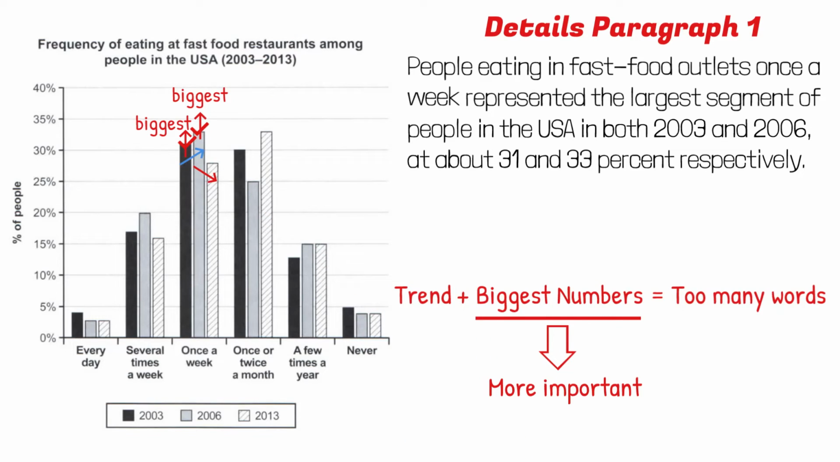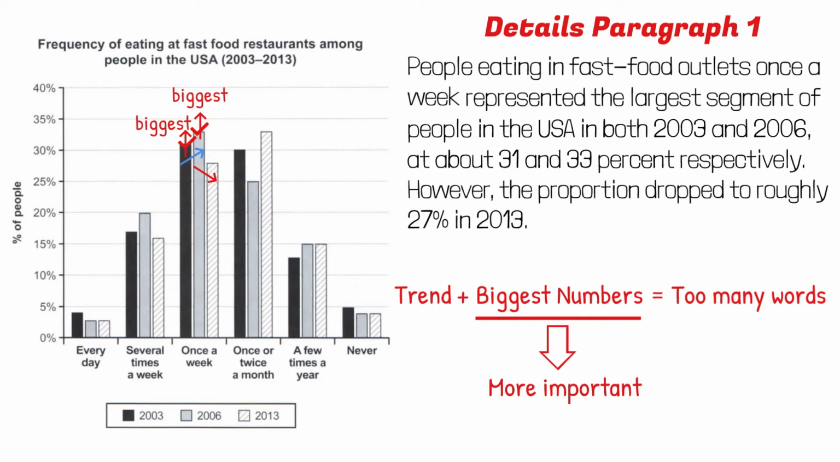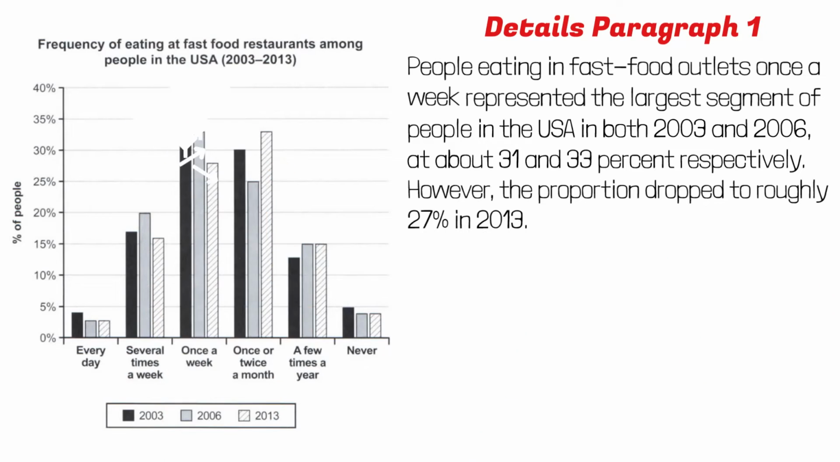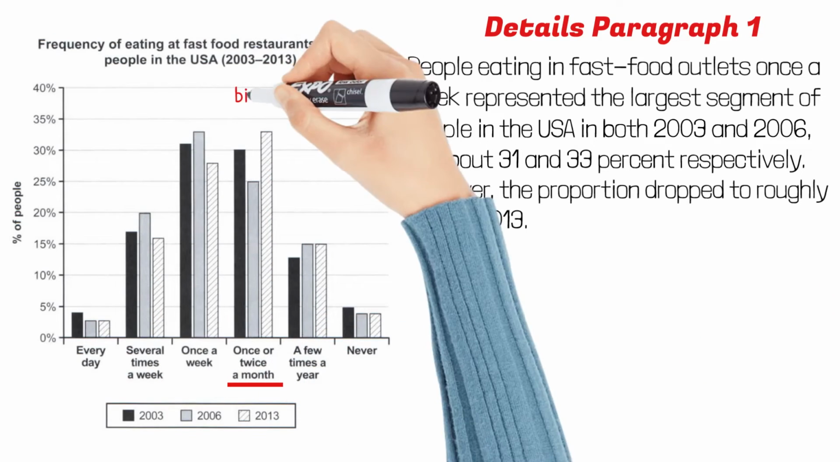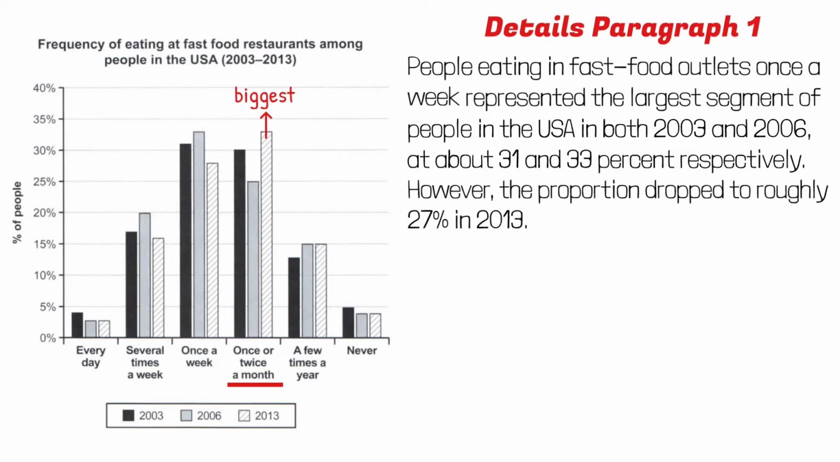Now I'm going to describe the downward trend. However, the proportion dropped to roughly 27% in 2013. Now, once or twice a month. As you can see, this category was the biggest in 2013. So I will say that it decreased and then increased and became the biggest.